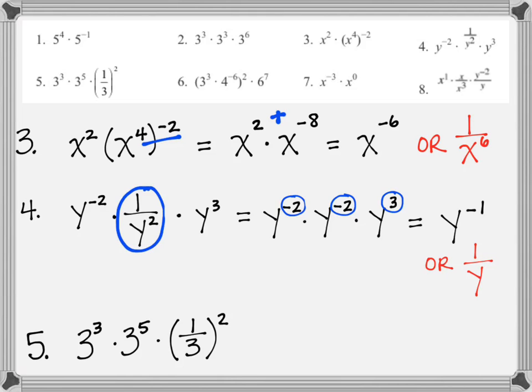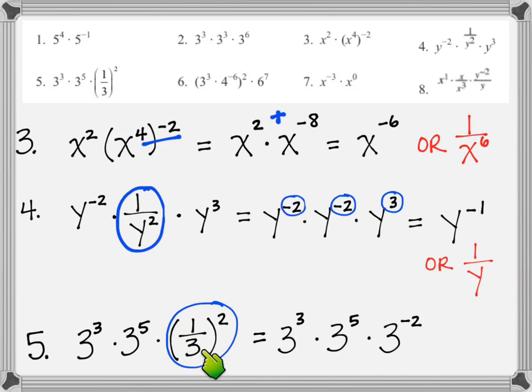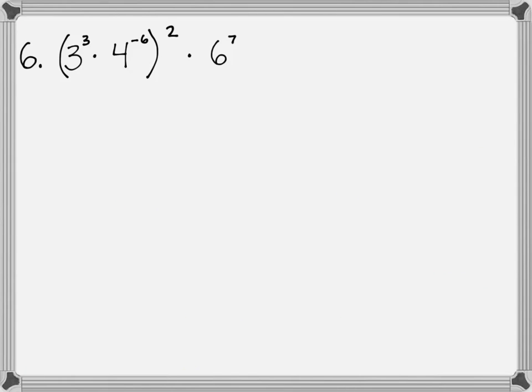In problem number 5, we see that we've got this 1/3, and we could take this and write this as 3 to a negative exponent, and since the exponent is 2, it's 3 to the negative 2. Now we have a base 3, a base 3, and a base 3, so since we're multiplying like bases, we're going to add the exponents, and we have 3 to the 6th.